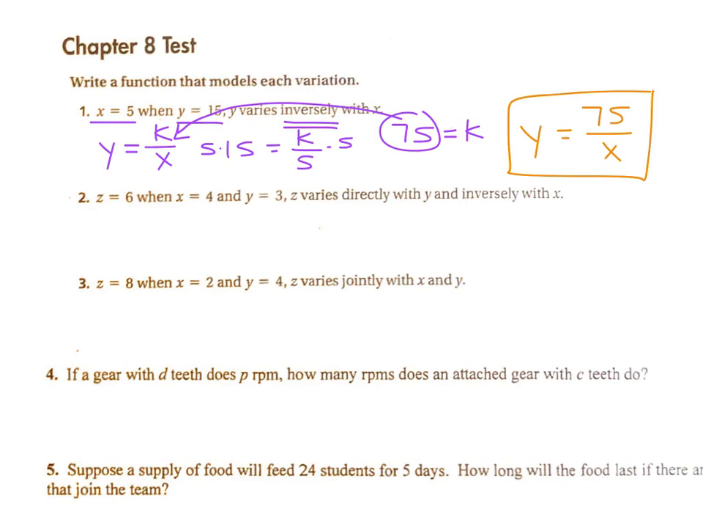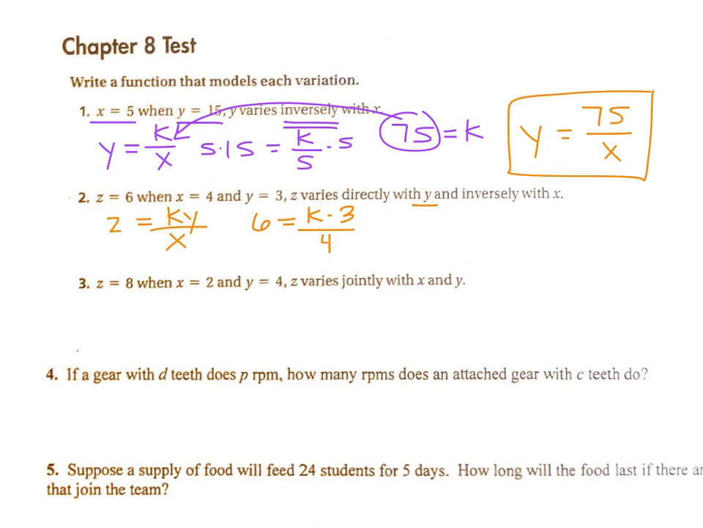All right, number 2 here. z is 6 when x is 4 and y is 3, and it says that z varies directly. Remember, directly would be k times something, so directly with y, and inversely, so divided by x. Okay, so that's your general setup, and now you plug in the numbers. So 6 equals, k is what we're going to solve for, y is 3, and x is 4.